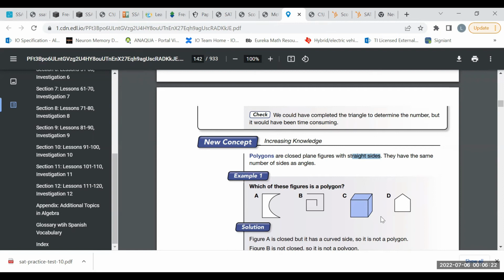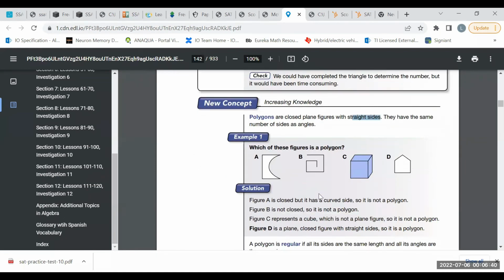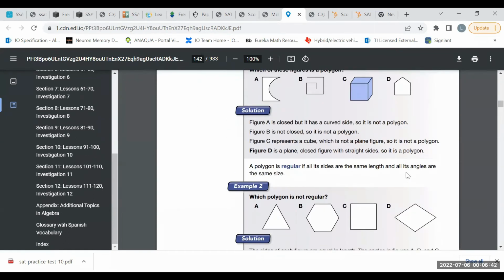I think it's figure D. Yes. That's because in A, there's a curved side, so that's not a polygon. In B, it's not closed, so it's not a polygon. In C, it's not in a single plane, right? It's a three-dimensional figure, and therefore it's not a polygon. Only D is a polygon.